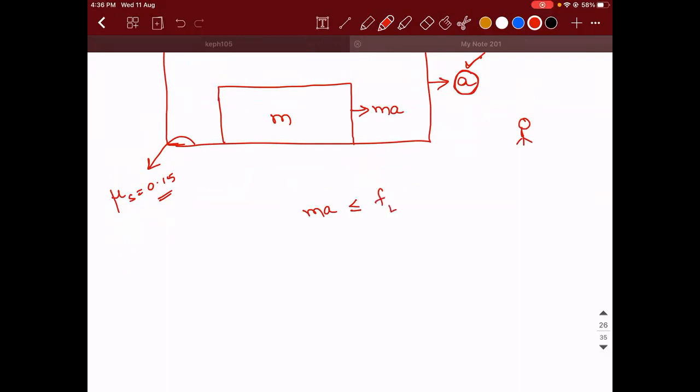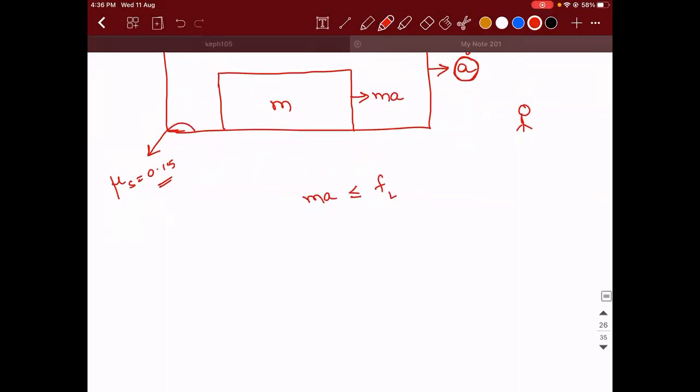Why did I use less than or equal to? Because I know static friction can adjust itself. When will the static friction fail to adjust itself? When it touches the limiting value. So what is going to be the limiting friction, guys? It is mu s into N. So m a should be less than or equal to mu s into N, which is m into g.